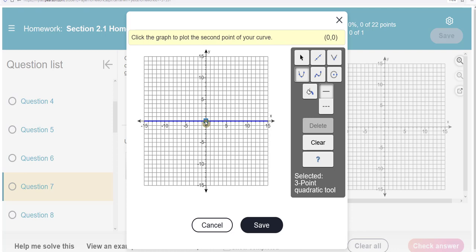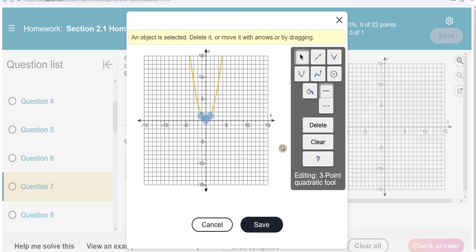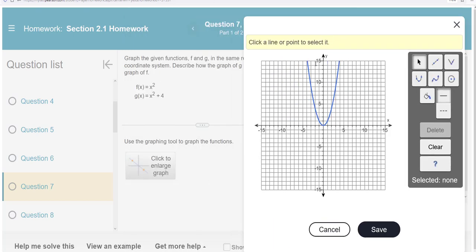So if I pick 1 for my x value, then I know 1 squared is 1. So I will plot the point 1, 1. And if I pick -1 for my x, I know that -1 squared is +1. So that would be the point -1, 1. So that's the point here. And as you can see, it will draw my parabola for me.